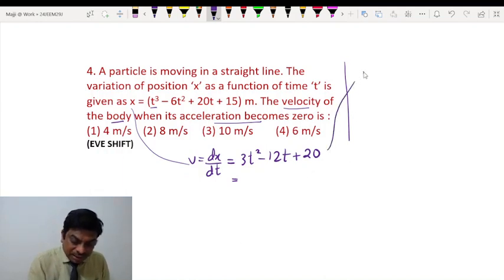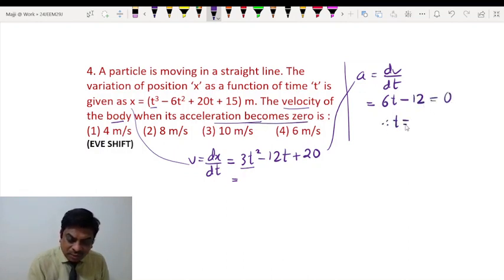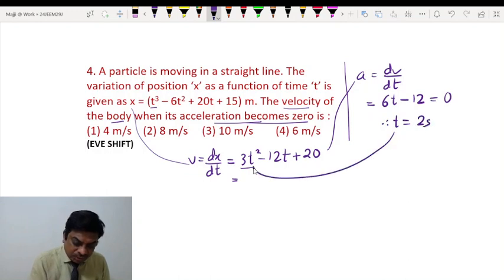Then coming to acceleration, acceleration will be dv by dt. You differentiate it again with respect to time. So the derivative of 3t square is 6t, minus 12. So when acceleration is 0, equate this to 0, you get t equal to 2 seconds. So substitute t equal to 2 seconds to get the velocity at 2 seconds.